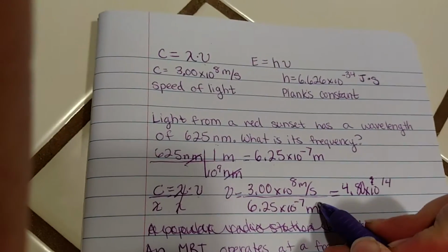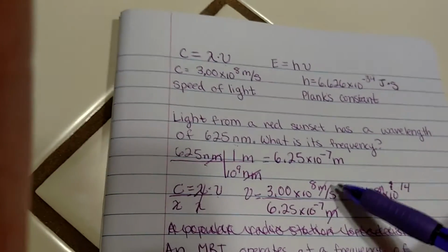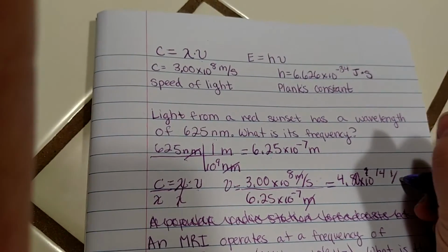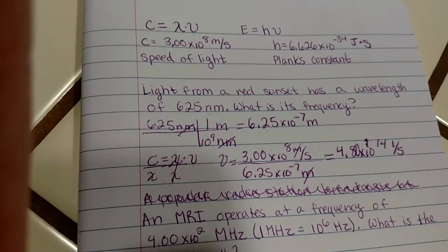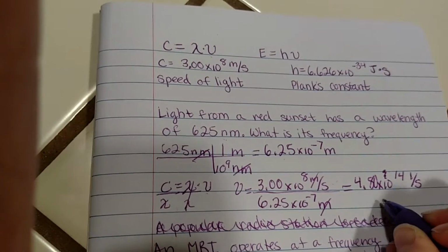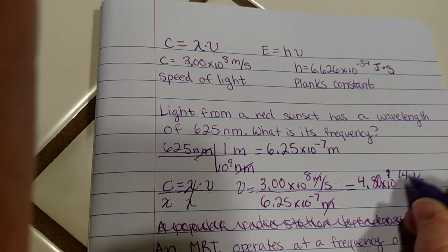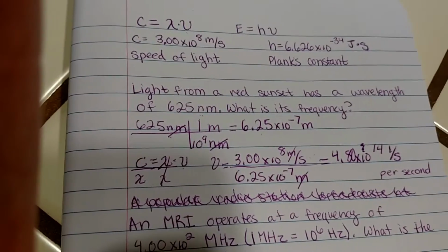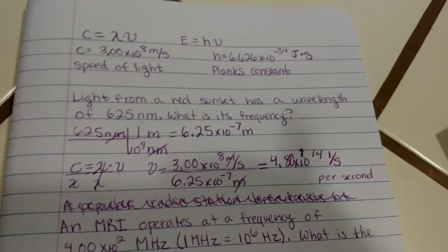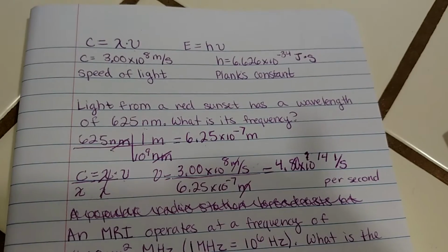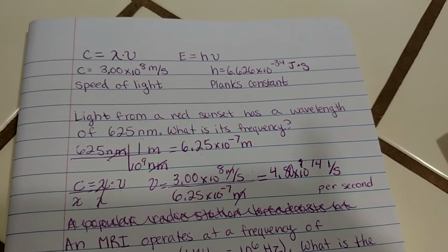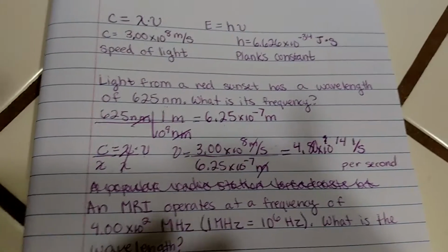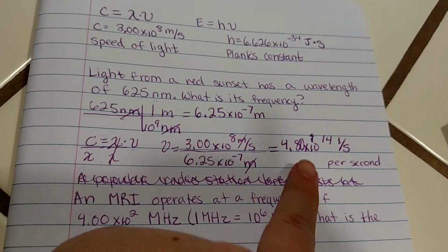And for our units, the meters cancel out, and we have seconds on the bottom. So our frequency is in 1 over seconds, or per second. We would read it as 4.80 times 10 to the 14th per second. It's kind of interesting units there. So that's our first example. That would be our frequency of light. That's how many times that photon of light, or that wave of light, cycles per second. It's a lot. It's a very high frequency wave.